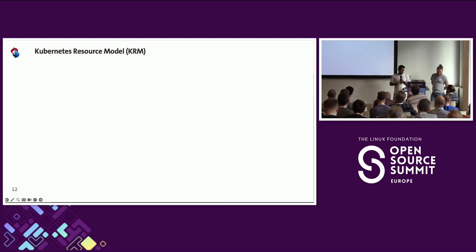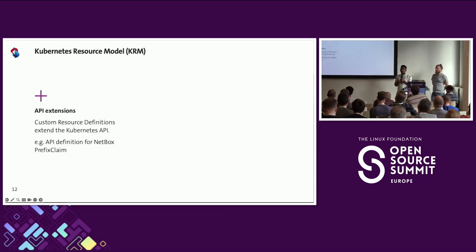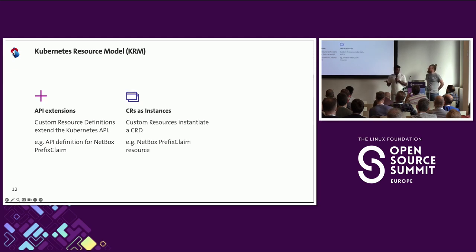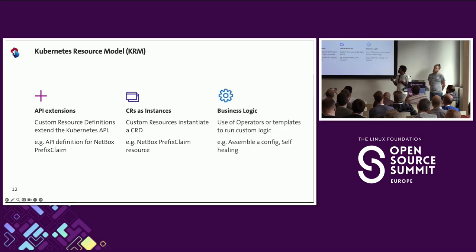Yeah, so what's the Kubernetes Resource Model? KRM allows us to extend the Kubernetes API. With KRM, we can create custom resource definitions, or CRDs, which allow us to have API definitions on the Kubernetes layer. Once you have this CRD, we can create custom resources, which are basically instances of the newly defined APIs. And using operators or templates, we can handle the business logic behind the scenes. For example, we can start using them for assembling a config dynamically, or for capabilities such as self-healing.